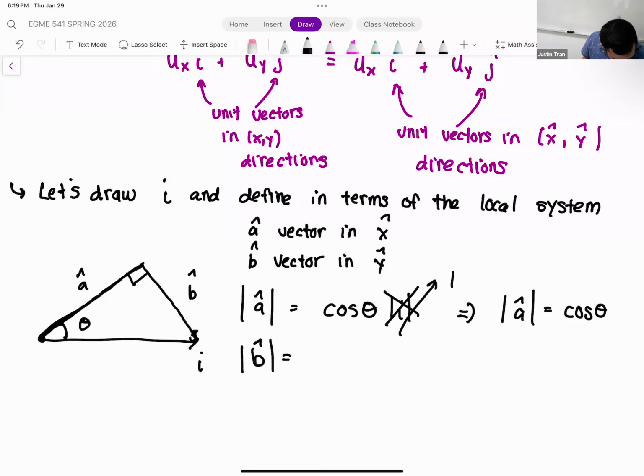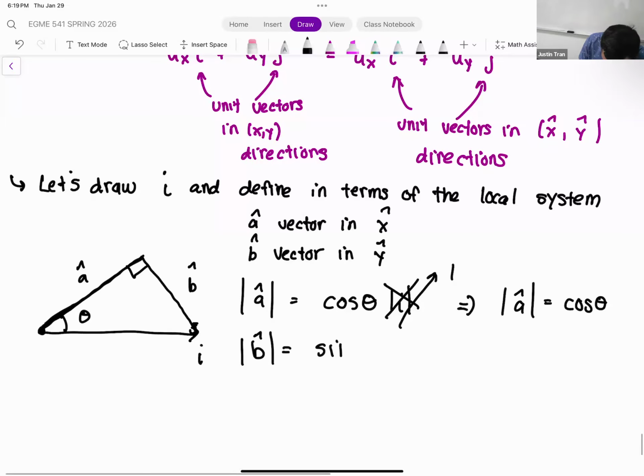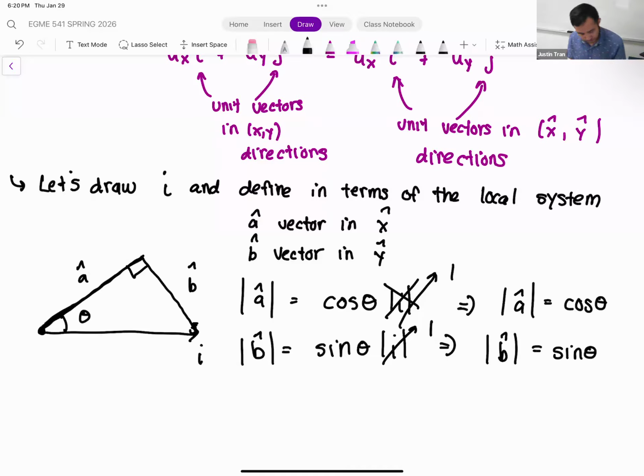We can do the same thing for B hat here. So B hat, the length, is going to be equal to sine theta, because B hat is on the opposite side from the angle, so that's the SO of SOHCAHTOA, multiplied by the length of I, which is just 1. And so this tells us the length of B hat is just sine theta.